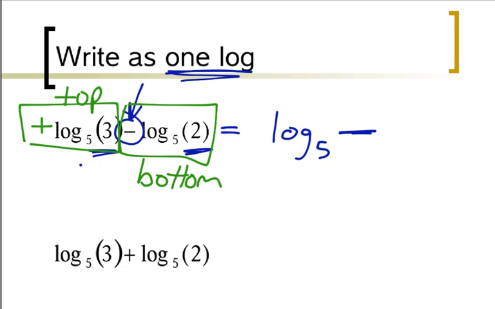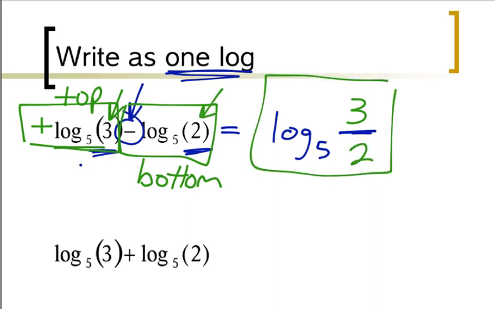Okay, so that means you write the 3, not the whole log, just the 3 goes on top, and the 2 goes on the bottom. This is the answer, log base 5 of 3/2. You should probably put parentheses around the 3/2 to make it look better, but that's the final answer.